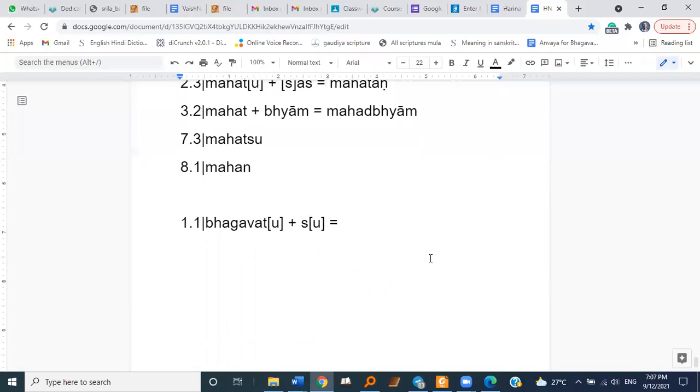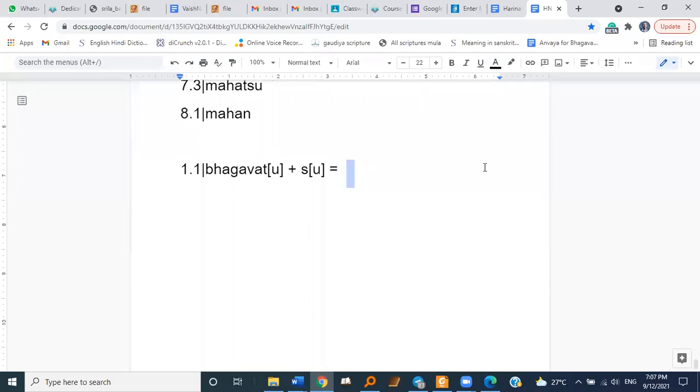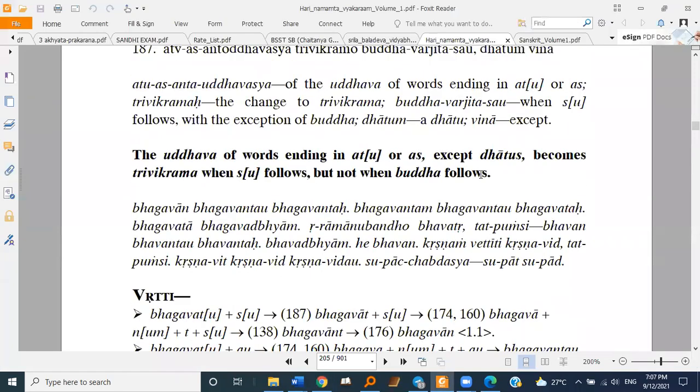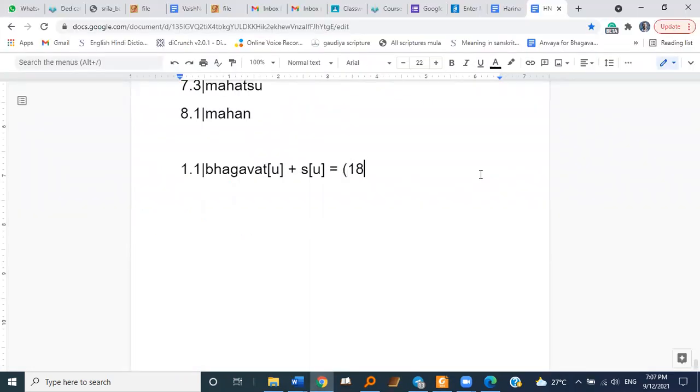So let me do it once again. Bhagavatu Yukta Su. So we apply this current sutra, Sutra 187, which says Atva Santadhavasya Trivikramo Buddha Varjita Sau Dhatamina. So that becomes Trivikrama.